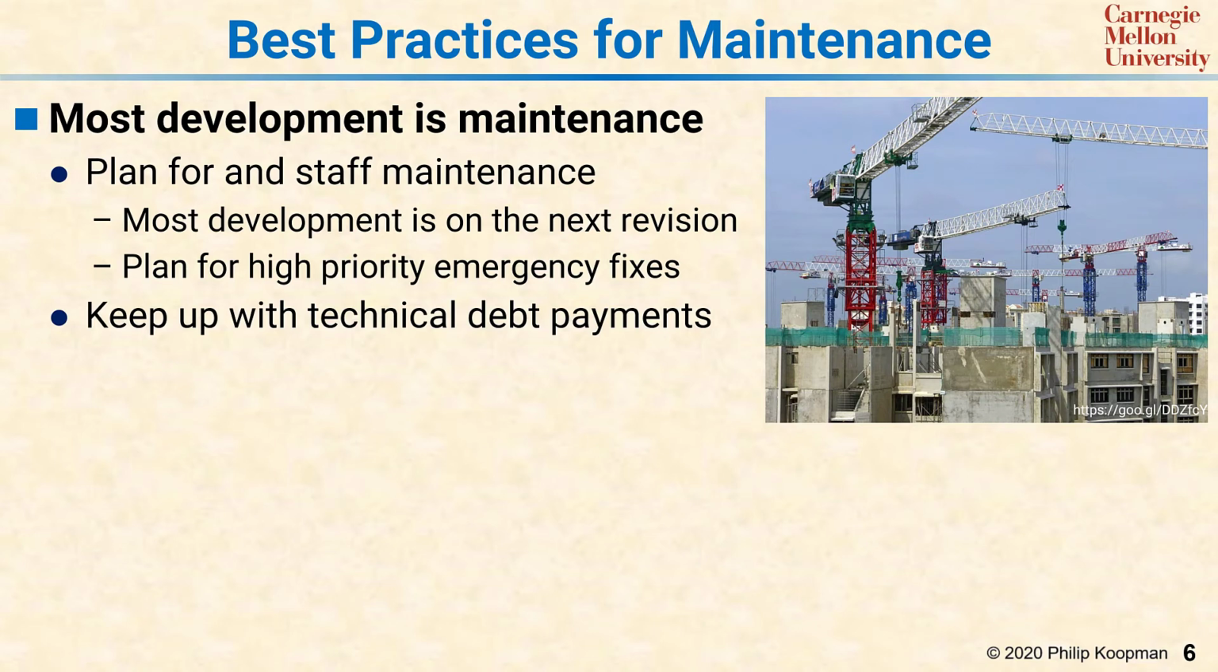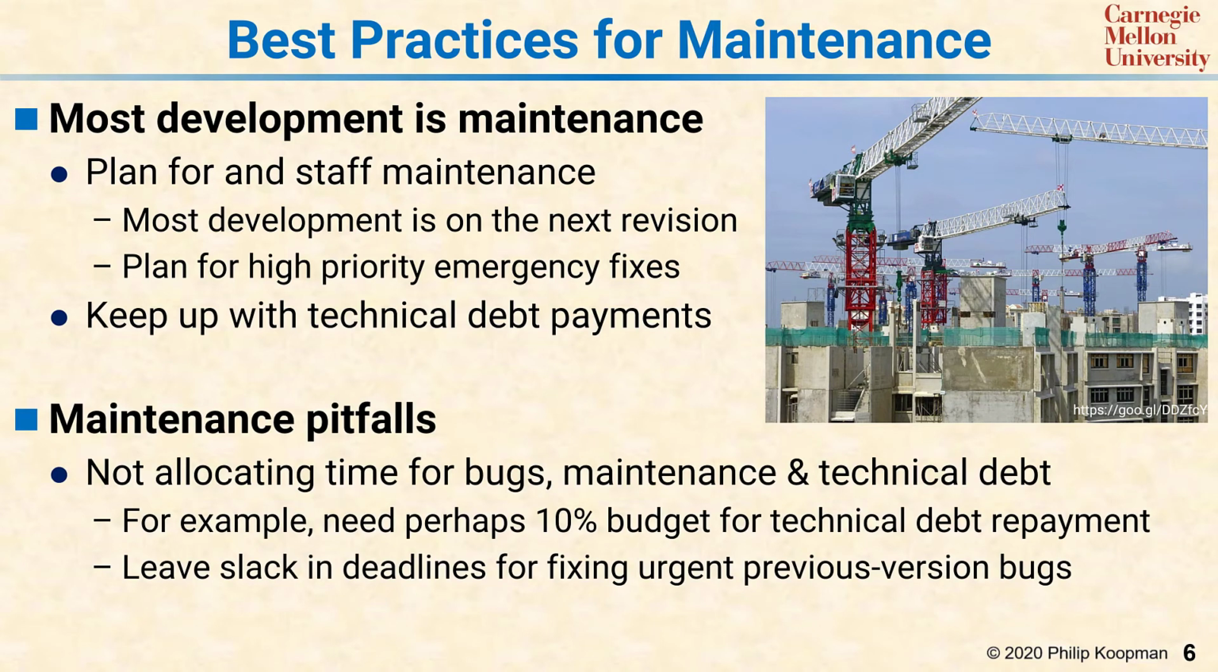The big pitfalls for software maintenance are mostly not allocating time for bugs, maintenance, and technical debt. Everyone wants to concentrate on new features, but it should not be a surprise when a bug in a previous release needs attention. That's going to happen. You should plan for it. And with set-aside time not actually spent fixing bugs, you should be going and finding technical debt to repay so you don't go down into a death spiral.